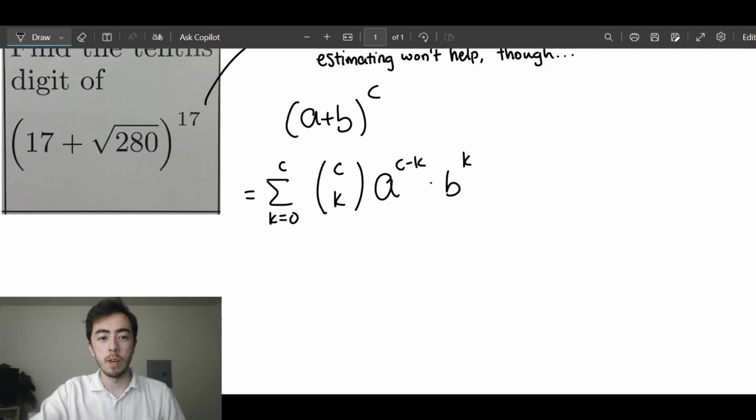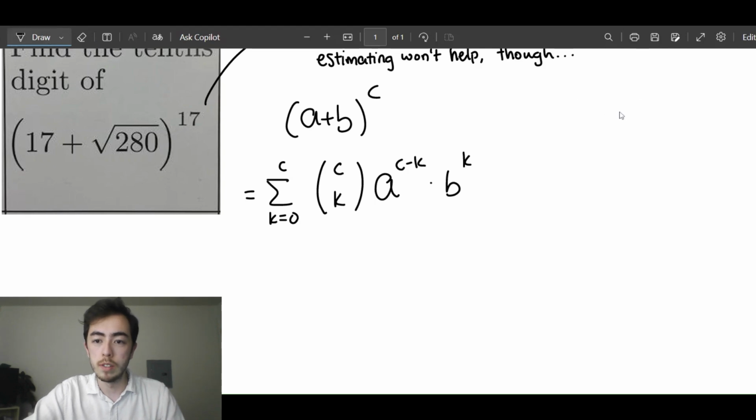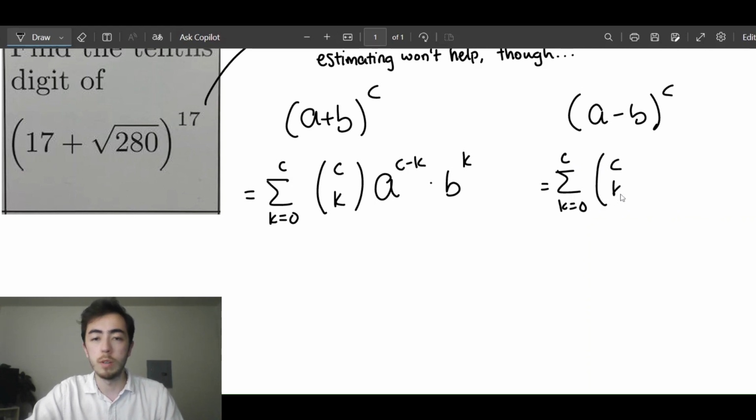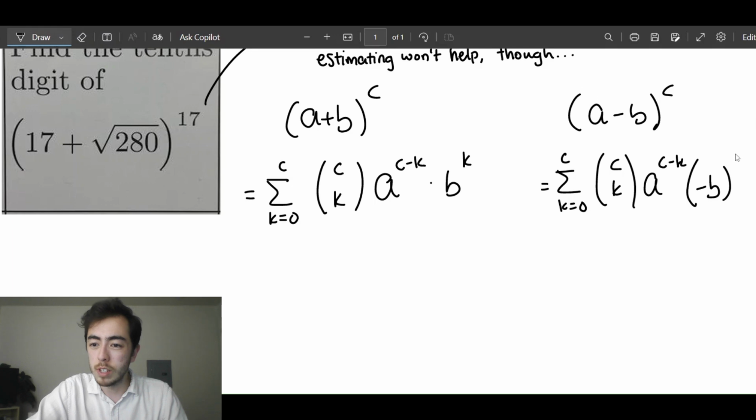And that's kind of what we're doing here, right? We have a binomial to a large power. The next thing that I want to do is write out the binomial theorem for a difference. And it's going to look pretty much the same. We're still going to go from k equals 0 to c. We're still going to have the same binomial coefficient. And the base with the exponent on it is still going to be just a. So the only part that's different is we're going to have a negative b here, because we're multiplying a whole bunch of minus b's instead of plus b's. That's really going to be the only thing different between these two binomial theorem formulas.